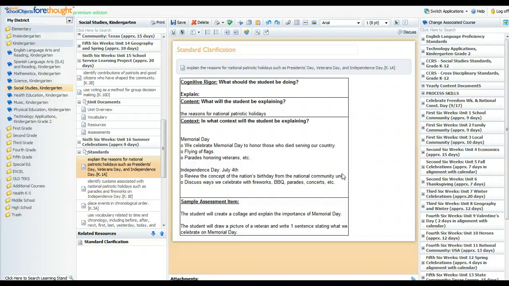And then Independence Day, we want to review the concept that it's the nation's birthday from the national community. They need to be able to use the 2 words Independence Day and 4th of July concurrently.